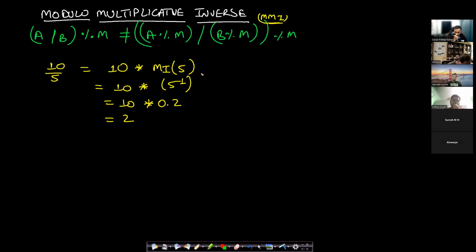Is it fine? Yes. Okay. But here there was no modulo. If you apply modulo on this multiplicative inverse, it is called modulo multiplicative inverse. Otherwise it is called multiplicative inverse. So this is easy to understand, we just have to go through it once.